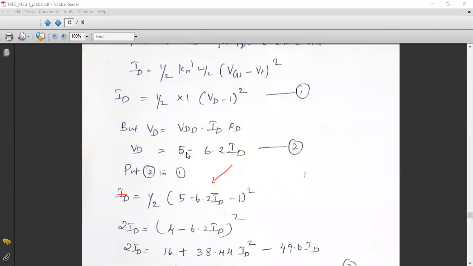So VD can be written as 5 minus, VDD is 5, minus ID, sorry, RD as of now we have taken as 6.2 into ID. So 5 minus 6.2 ID. Again, don't convert this 6.2 kilo ohm into ohm. Since you are expecting your answer in milliampere itself, please make sure that you retain your resistance RD in kilo ohm itself. Now put 2 in 1, make a quadratic equation, solve that quadratic equation and let me know the answer ID within 2 minutes in the chat box. Substitute 2 in 1.